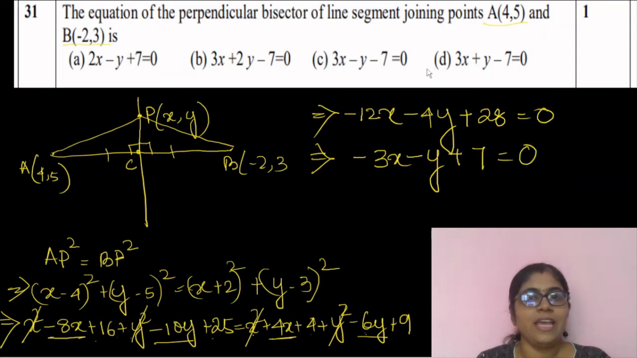So any equation in this form? No. But we have 3x plus y minus 7 equals 0. So option D is the right answer.